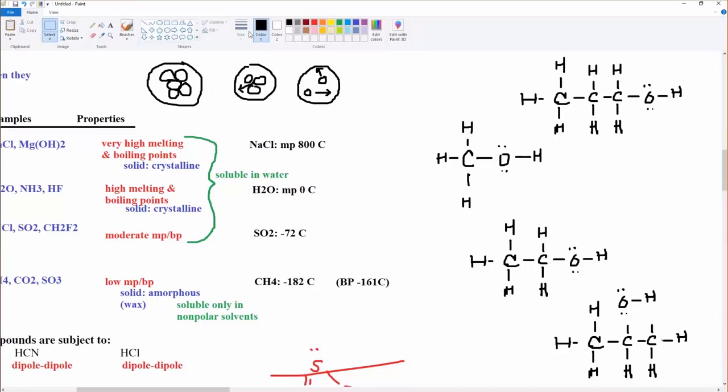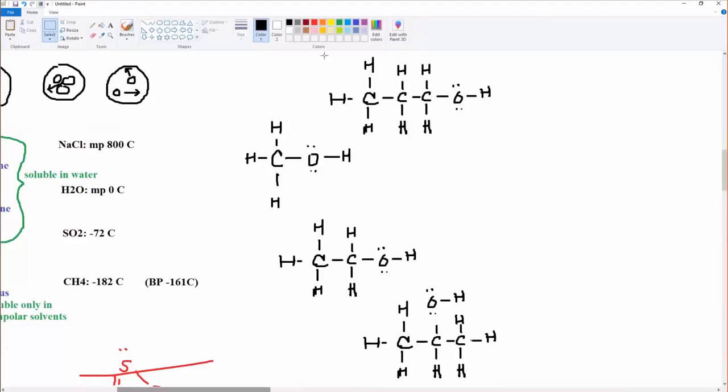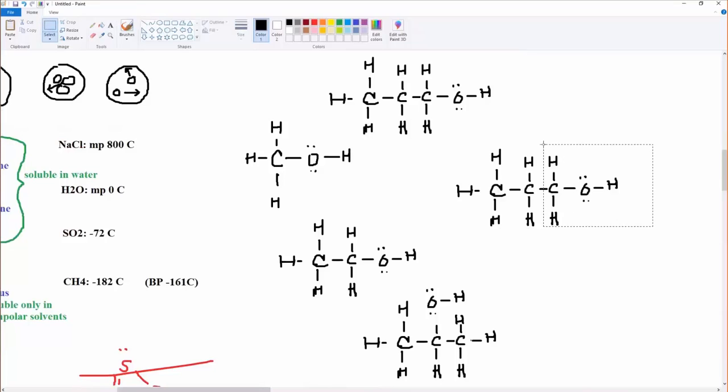So there's a couple different alcohols here. You can, of course, make a molecule that's got 4 carbons and 5 carbons and 6 carbons, and so on and so forth. So this one's got 3 carbons. There we've got 4 carbons. Okay, so all of these are alcohols.